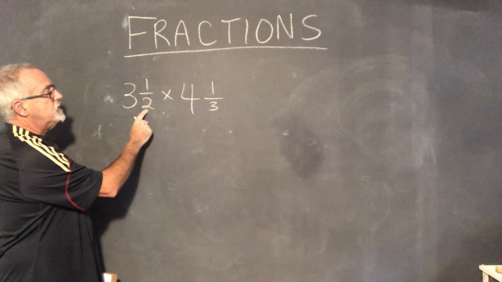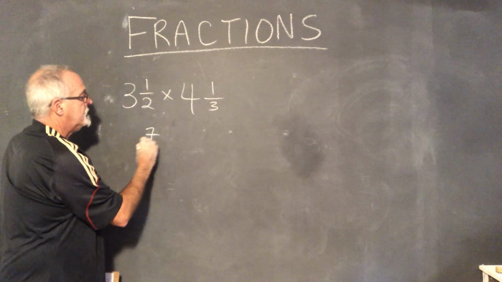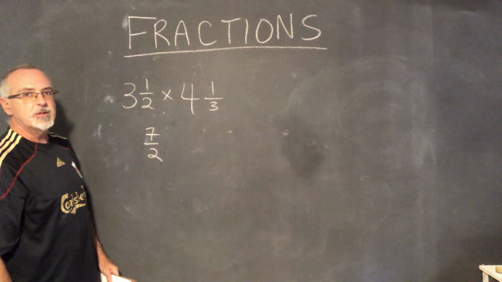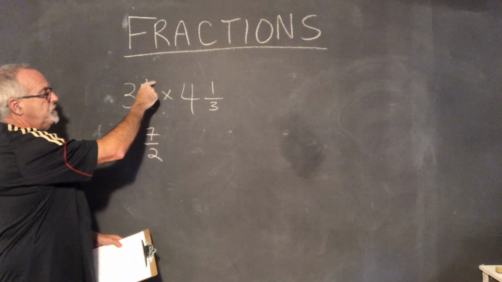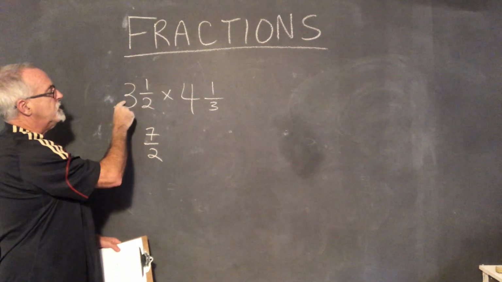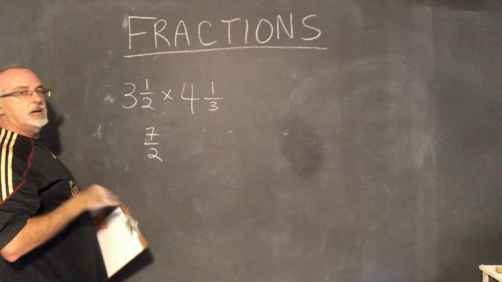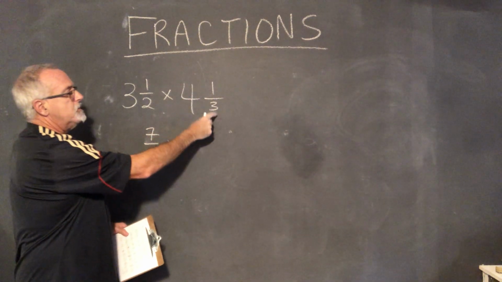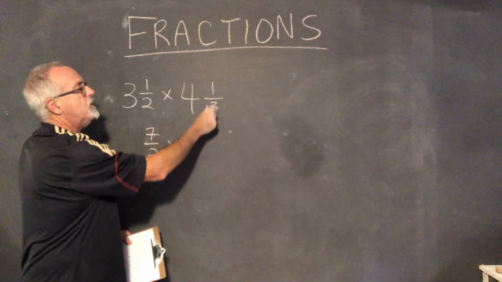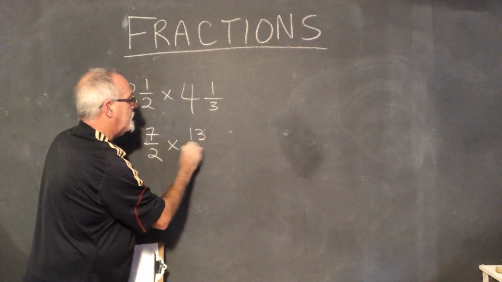3 times 2 is equal to 6 plus 1 is equal to 7, 7 halves. And this is a review, so I admit I was going very quickly there. Big number times bottom plus top. 3 times 2 plus 1. 3 times 2 is 6 plus 1 is 7. I'm double checking by doing it more than once. Big number times bottom plus top. 4 times 3 is 12 plus 1 is 13.